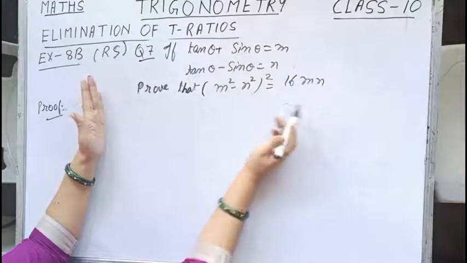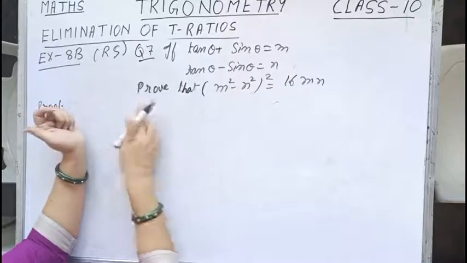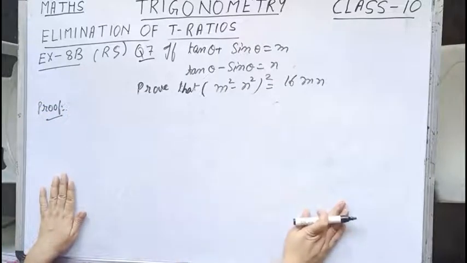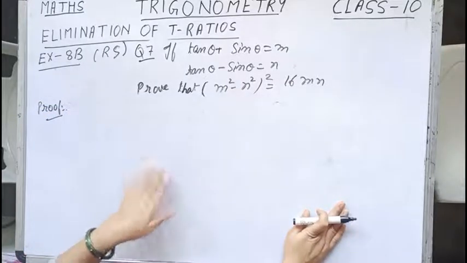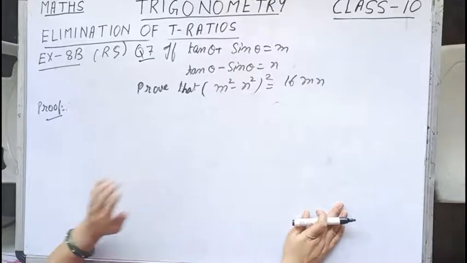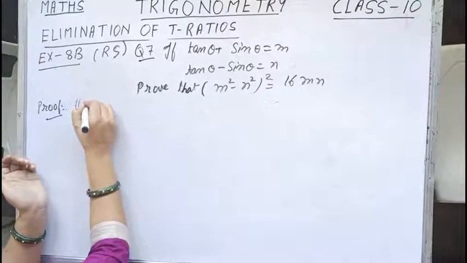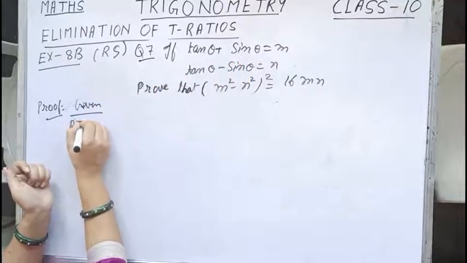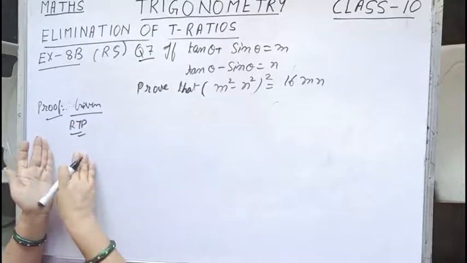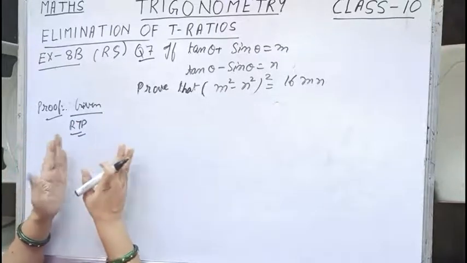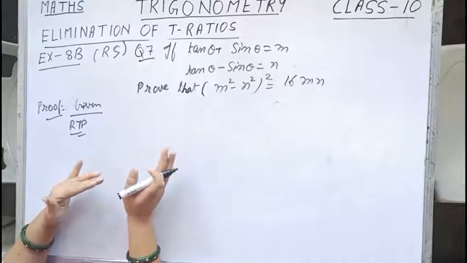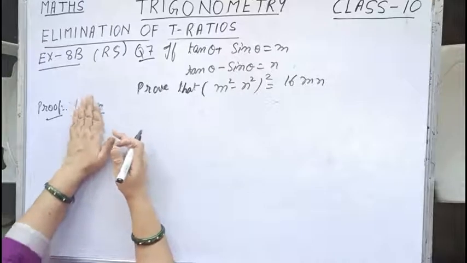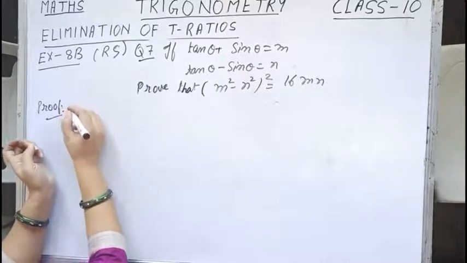Now children, over here also, the proper way is to write the given part, then the required to prove part, and then the proof part. Lack of space, so I am directly proving over here. You will not do that. What you will do, you will first write the given part, these two, then the required to prove part, this one, and then your proof part will start. This is the proper way of solving any sum or writing the solution in your answer sheet. So I am not writing this, you will be writing. I am directly writing the proof.